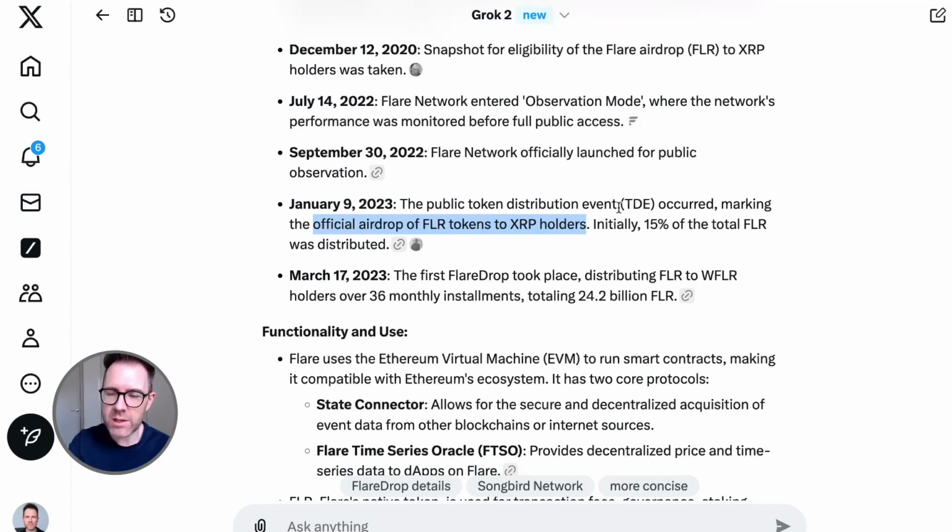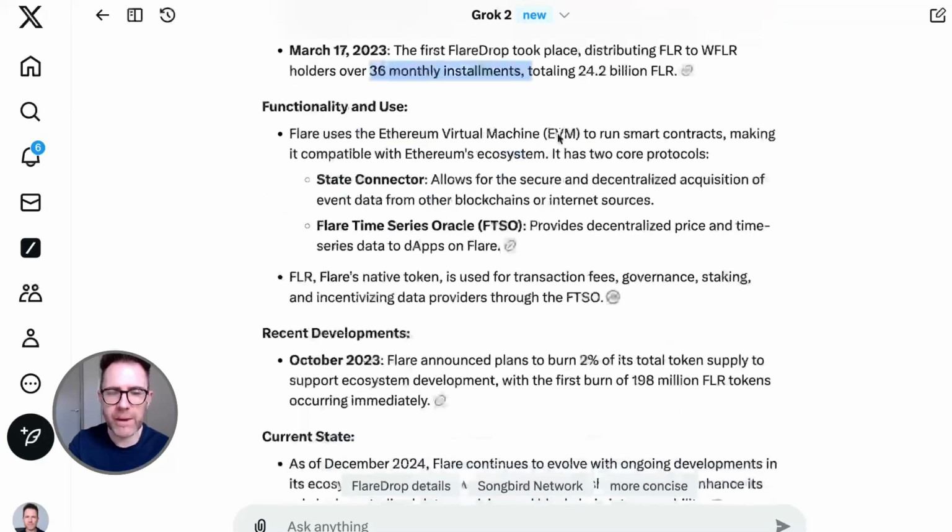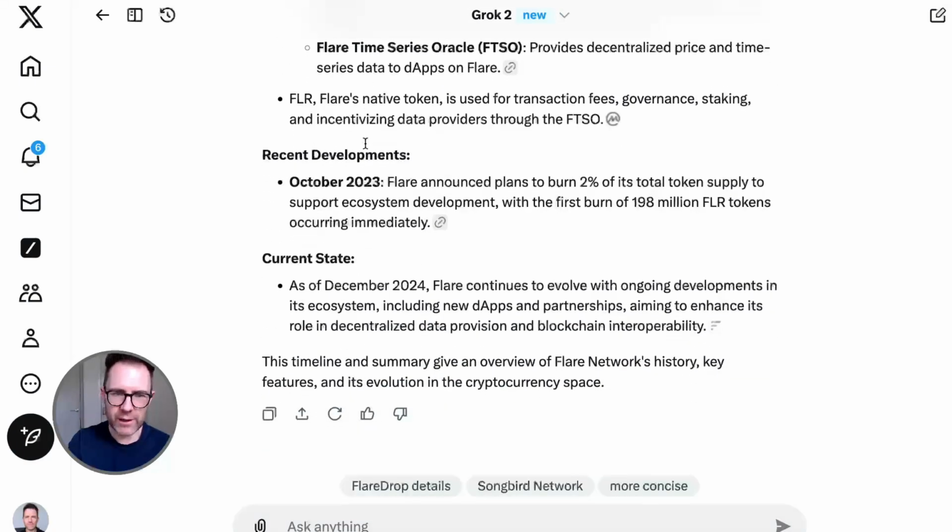I don't think so. Initially, 15% of the total FLR were distributed. Then in March, a couple of months later, the first FLR drop took place, distributing FLR to WFLR holders, which I don't know what that is, vesting over 36 monthly installments. Functionality and use: FLR uses the Ethereum virtual machine, EVM, to run smart contracts, making it compatible with Ethereum's ecosystem. I'm not going to talk about the protocols and all that stuff.